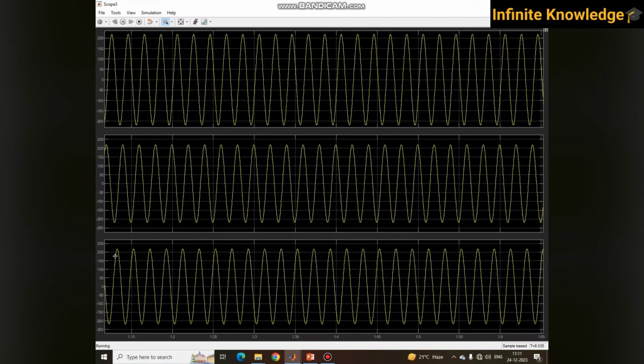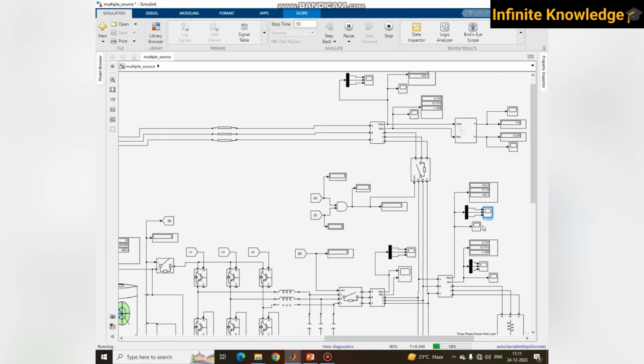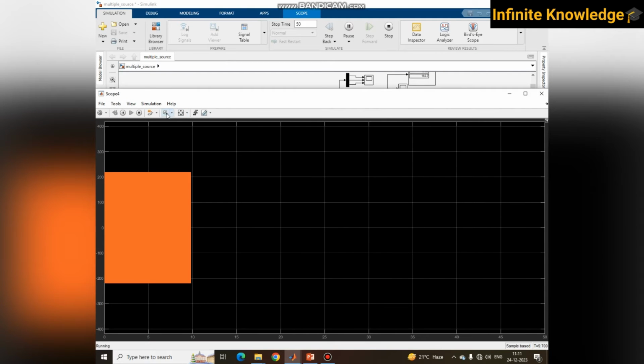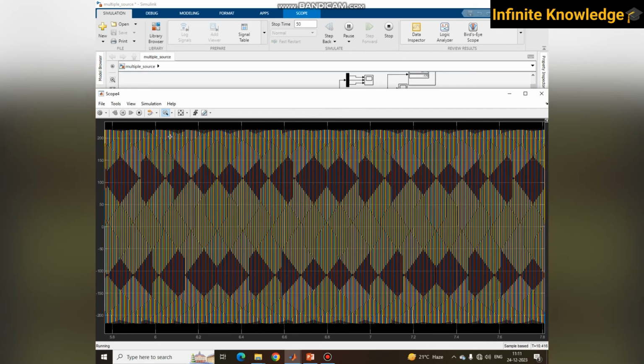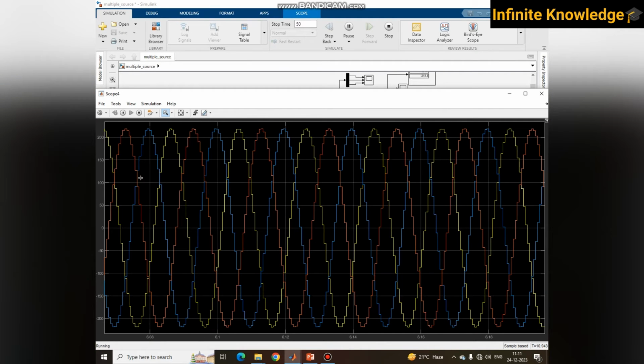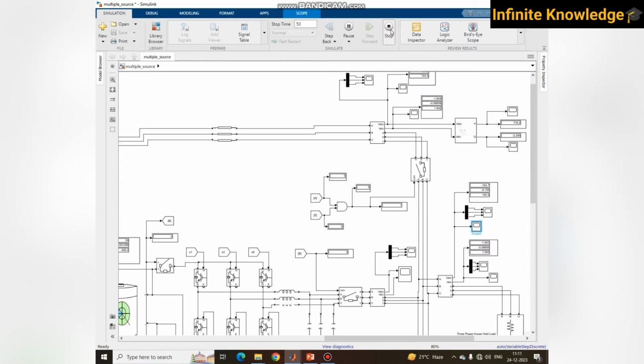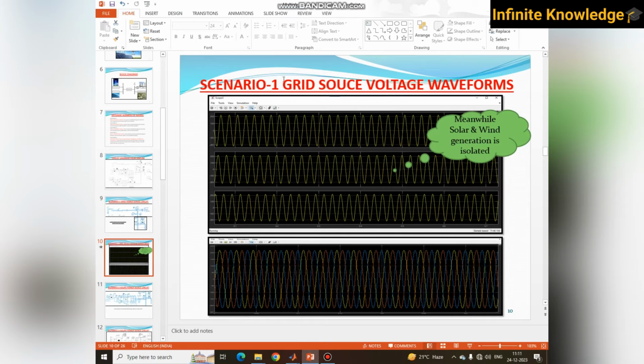You get a sine wave in RYB, and if you want the proper RYB, you can get it here also. It is a discrete waveform, that's why you see it this way, but it is a sine wave. Okay, so I am stopping it. I think I have covered scenario 1 and the type of waveform you get.